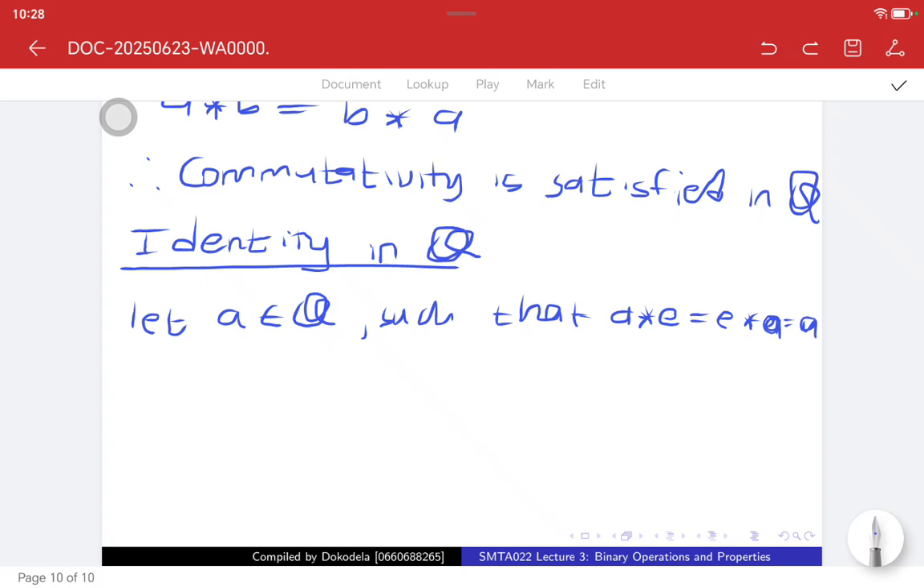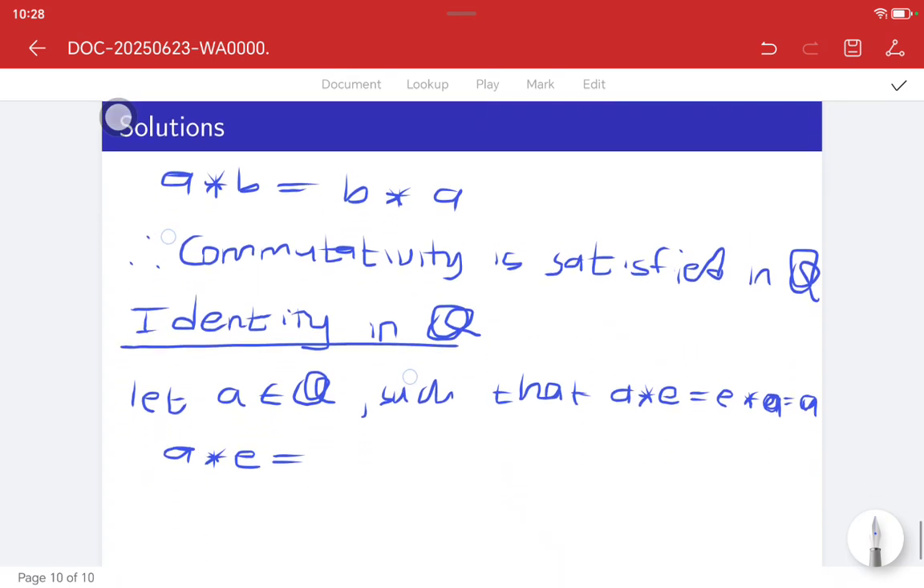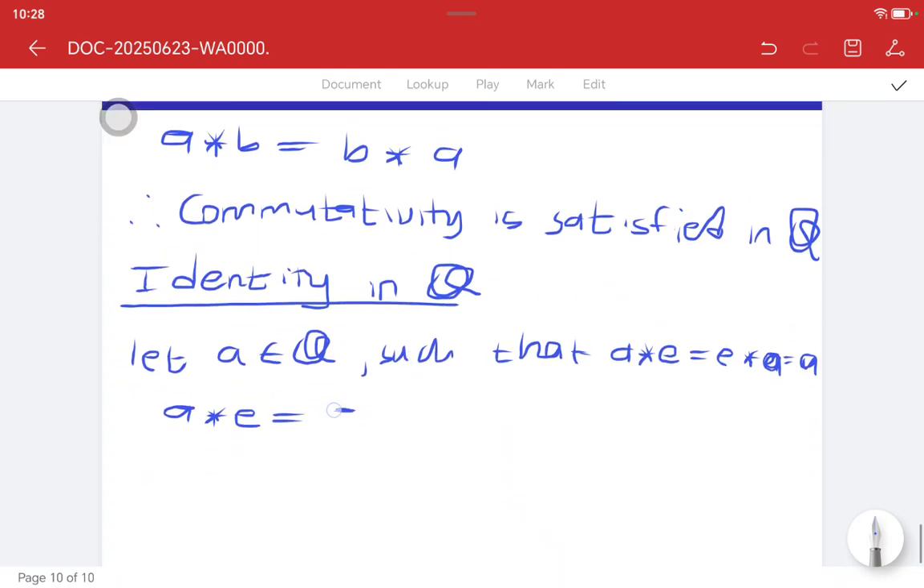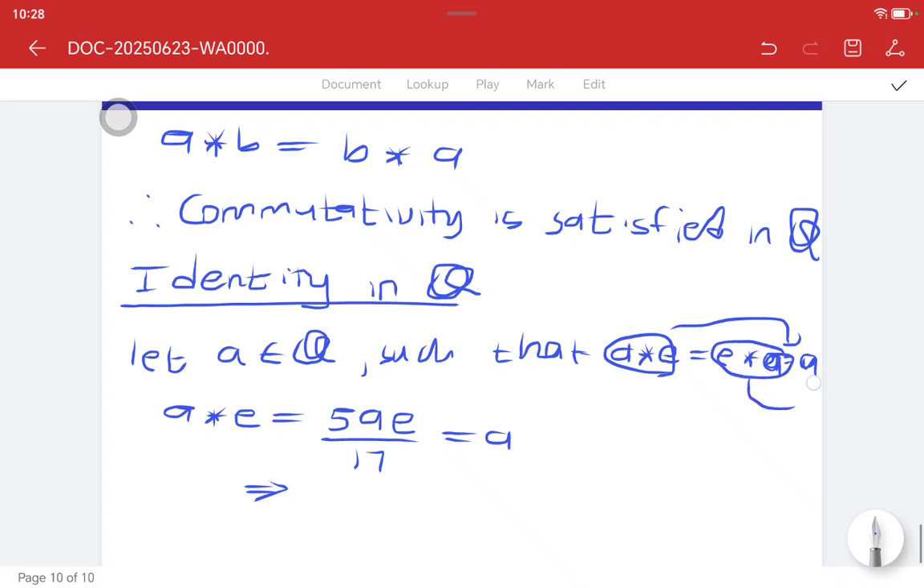Now, when we check A star E, remember the equation says that A star B is equal to 5AB over 17. So B will be substituted by E, giving 5AE over 17, which will be equal to A. We must check this being equal to A, and then we also check the other side being equal to A.